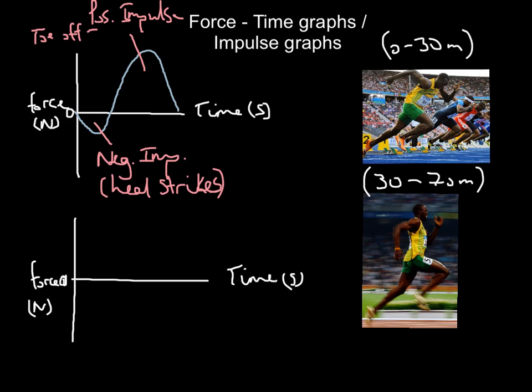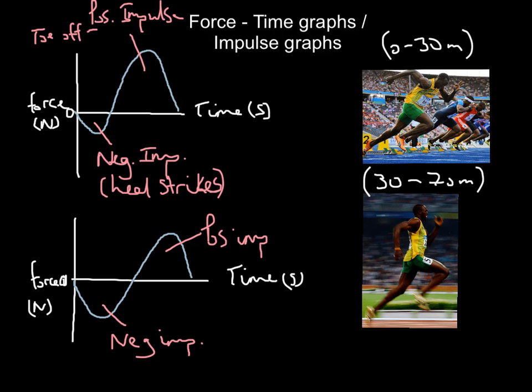Right. What is he going to achieve during this stage of the run, 30 to 70 metres, is constant velocity. Now what that means is, that means his negative impulse must now be the same as his positive impulse. So there's negative impulse again. That's when his heel hits the track, heel strike, and when he pushes off with his toes, he's going to produce his positive impulse. He's applying force over a period of time.